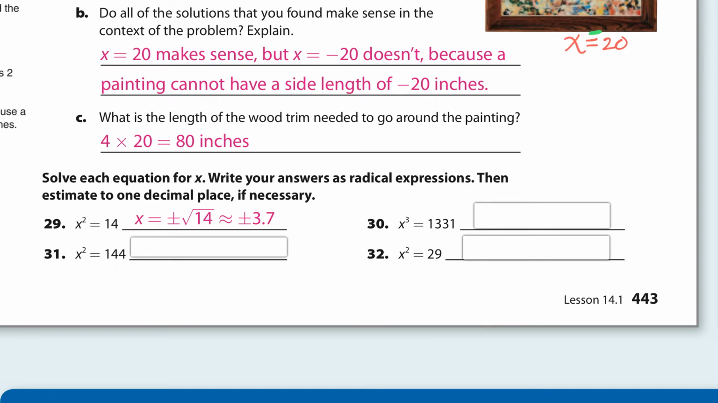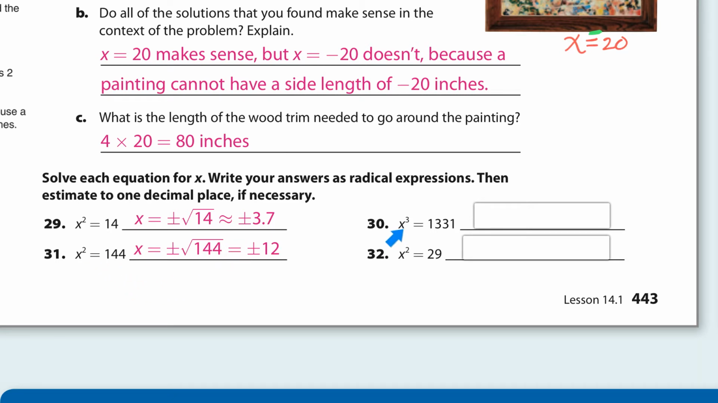Oh, that's easy. 12 times 12 is 144. So the square root of 144 is 12. Now, once again, 12 times 12 is 144, and negative 12 times negative 12 is positive 144. So you can have two answers for that one.